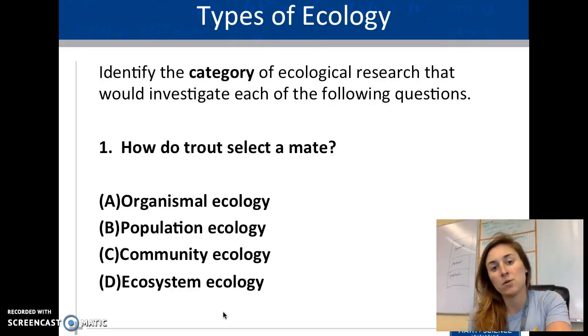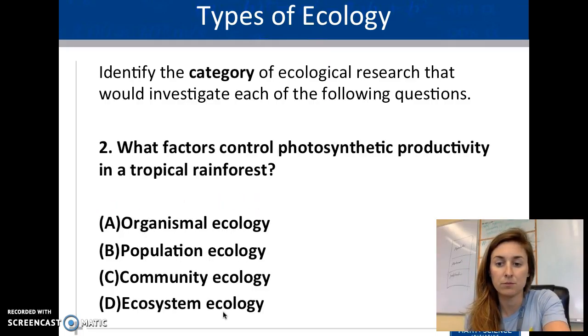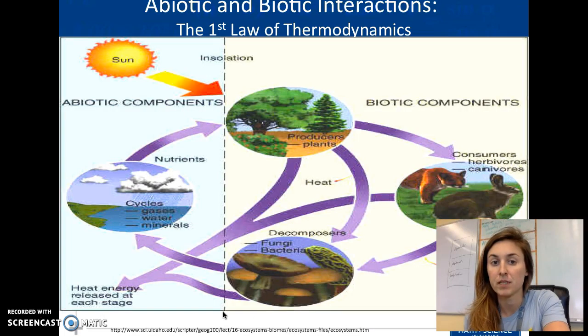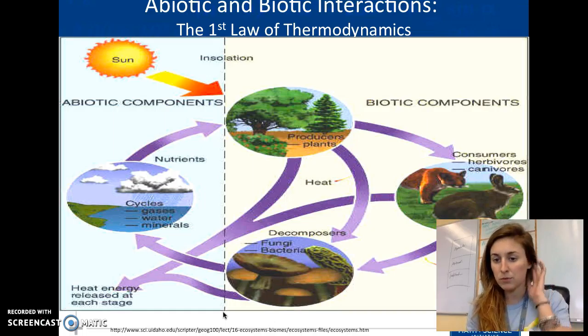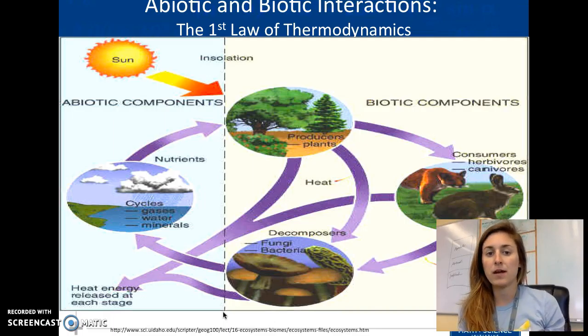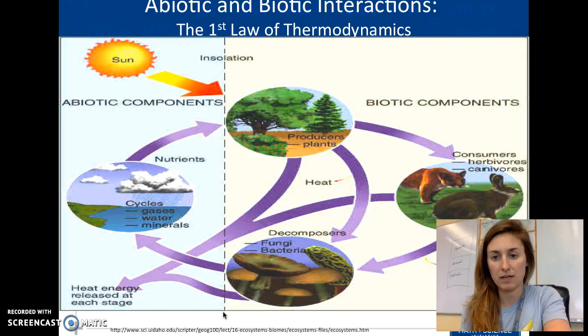Question, you can pause this if you want to, but I'm moving forward. Again, this is review if you want to use it. So when we talk about the laws of thermodynamics, first law of thermodynamics, hopefully you remember it. If not, ask me about it. And we talk about how abiotic factors, non-living things, interact with biotic factors.